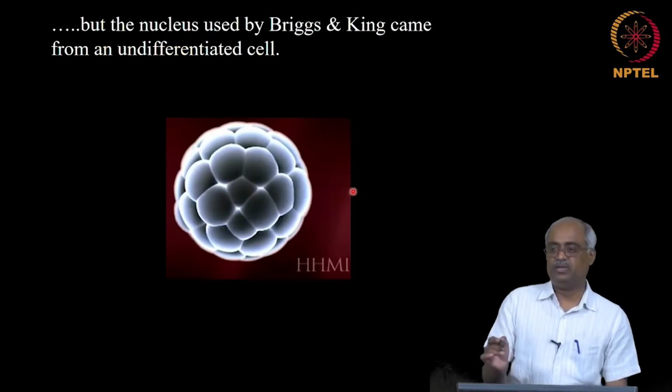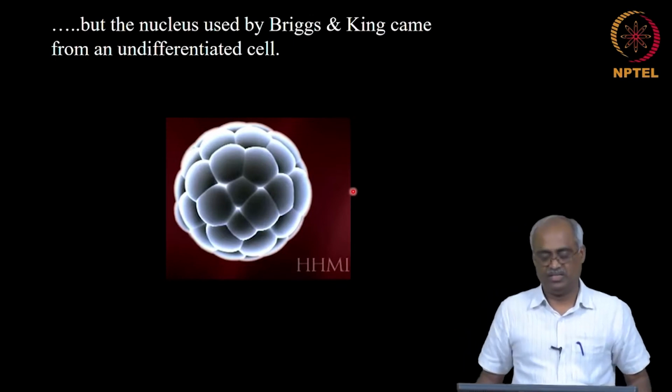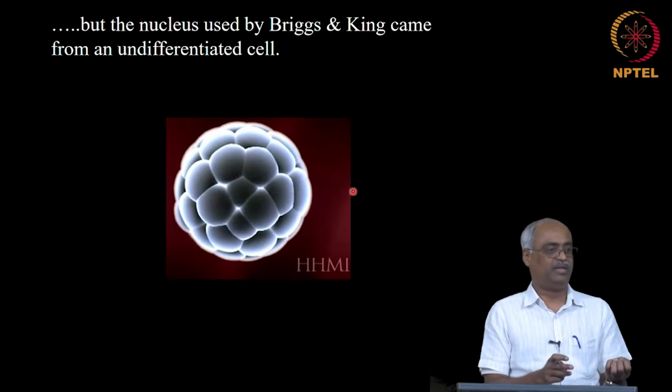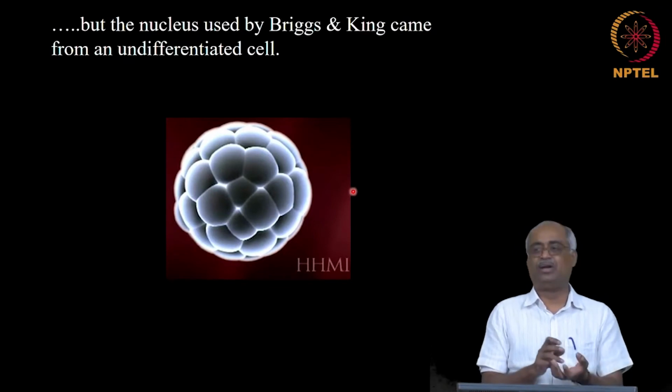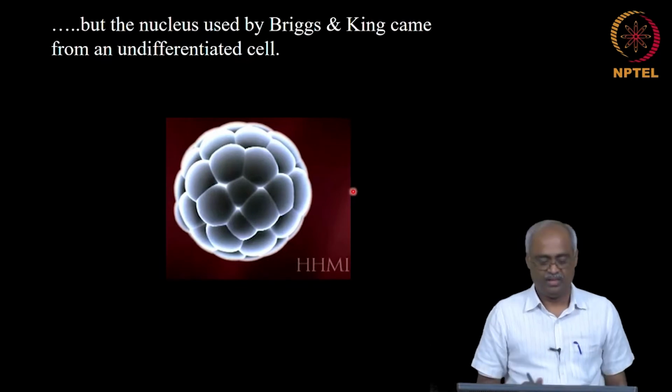So, there were two issues with the Briggs and King experiment. One is that it did not go beyond the blastula stage, and the other is that they used cells from another embryo. Okay, it is still an undifferentiated cell, not the equivalent of a fully developed somatic organ.